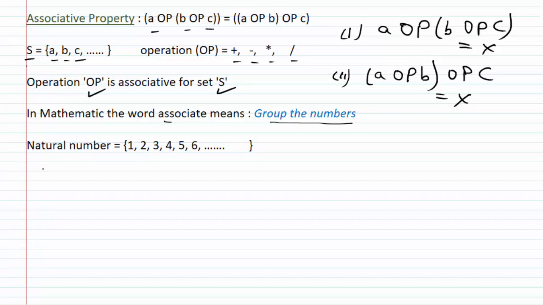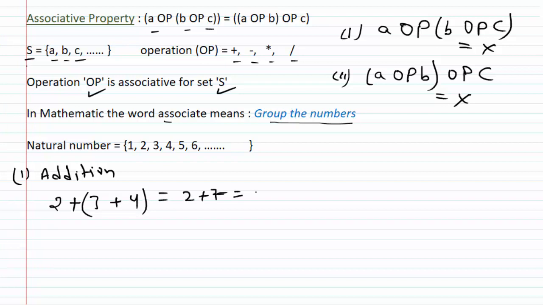Here again, take an actual number set, that is the natural number set, and an arithmetic operation, that is addition, to understand the property. So you are given to add 2 plus 3 plus 4, and in the first case you are grouping numbers 3 and 4 and then performing the operation, you will get 2 plus 7, that will equal 9, and in the second case you are grouping the numbers 2 and 3 and then performing the operation, you will get 5 plus 4 equal to 9. In both cases the result is the same.